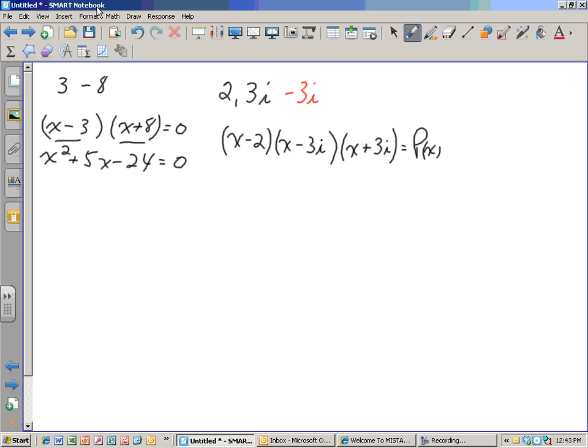And so let's find this polynomial. Well, I'm going to multiply these two together first. What's the difference of two squares? X times x is x squared. X times 3i is 3ix, minus 3ix in the middle, cancel each other out. Negative 3i times a positive 3i is a negative 9i squared. And what is negative 9i squared? Plus 9.